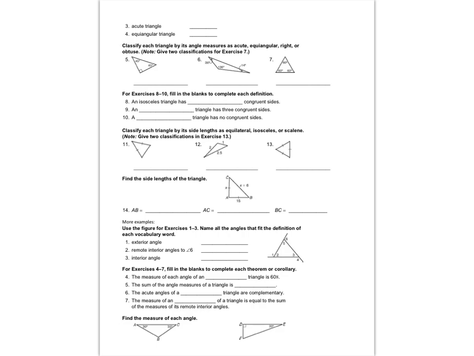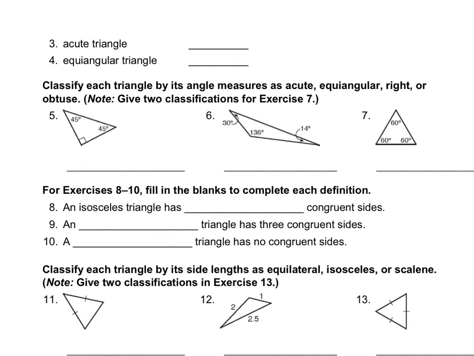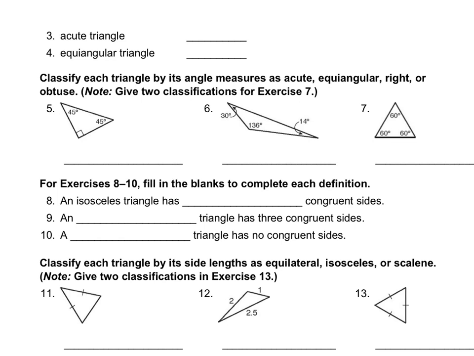Acute triangle. Let's enlarge this a little bit. We have an acute triangle. Let's go back, we're going to go back and do these two. The acute would be B and C. And then the equiangular, the only one that was equiangular was the B triangle. You can go back and take a look at that if you need to.